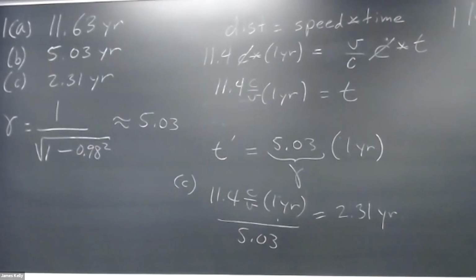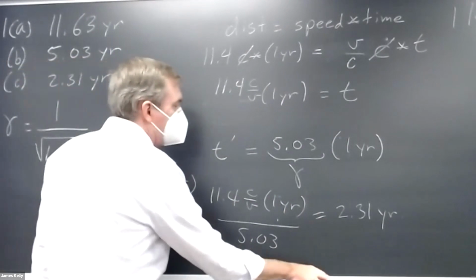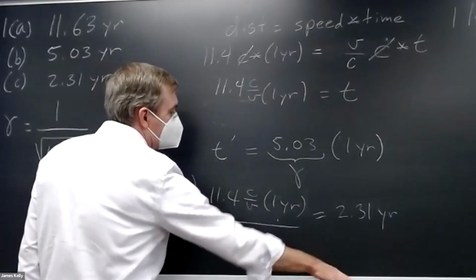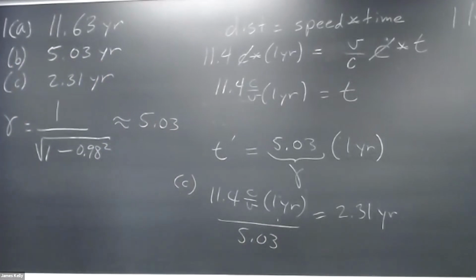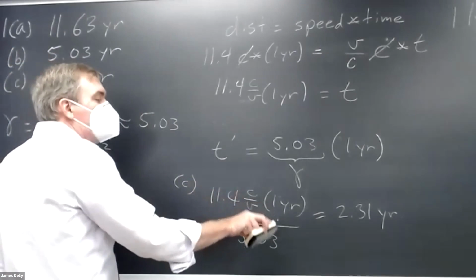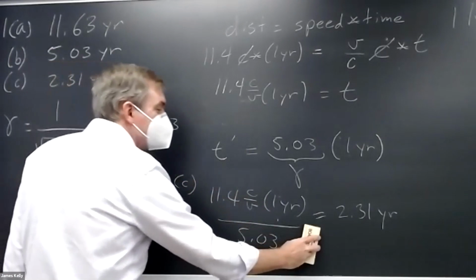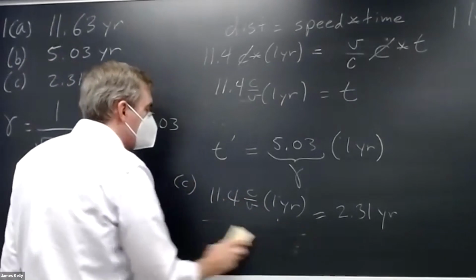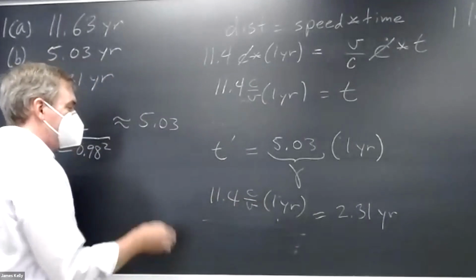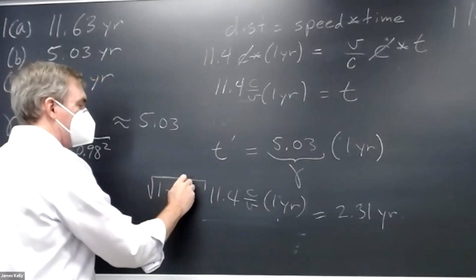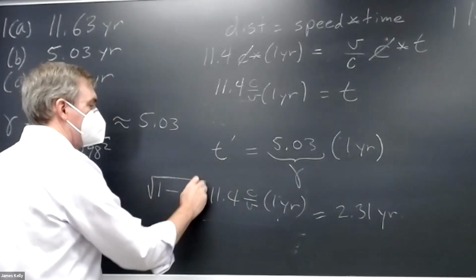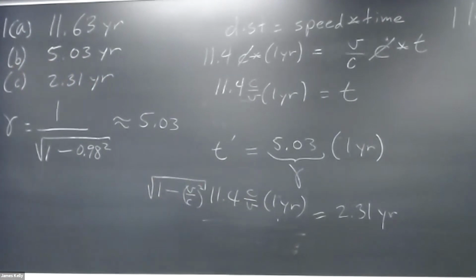Okay? And this thing in the denominator, remember, this is a gamma in the denominator. Gamma is 1 over the square root of 1 minus v squared over c squared. So 1 over gamma, which is this, is just that same square root in the numerator. Perhaps this problem is maybe a little bit too confusing.